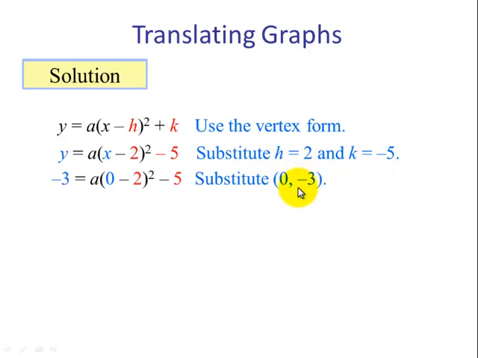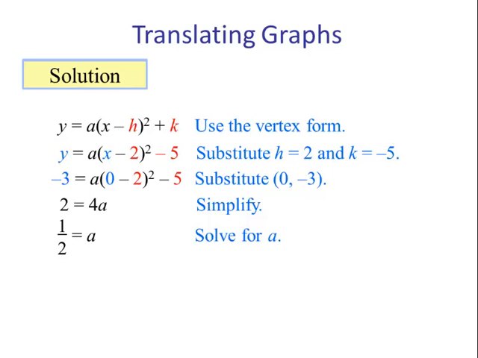X is 0, y is negative 3, so we plug in negative 3 for y, and we plug in 0 for x. Now we follow the order of operations. 0 minus 2 is negative 2, square it, and we get 4, so this term becomes 4a minus 5. Then we add 5 to both sides, and we get 2 equals 4a. Solving for a, we divide by 4, and we see that a is 1/2.